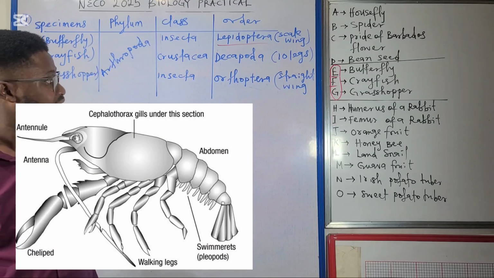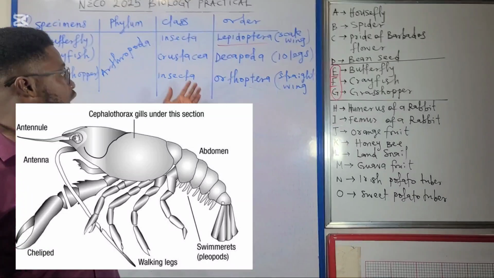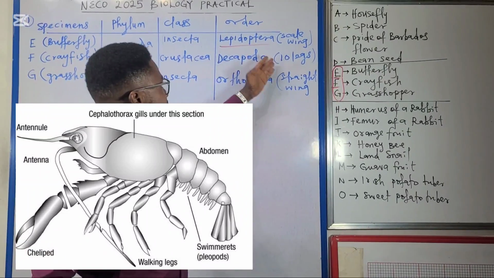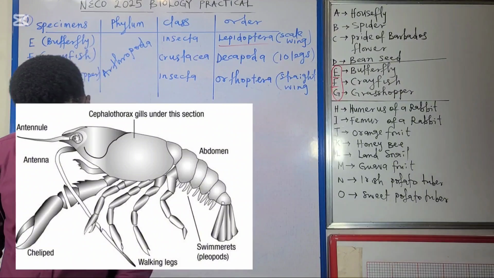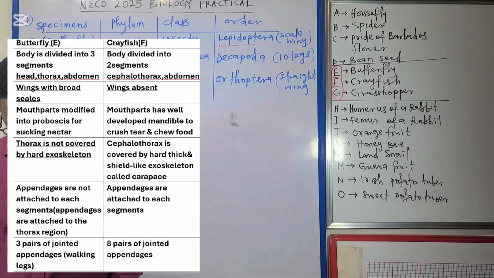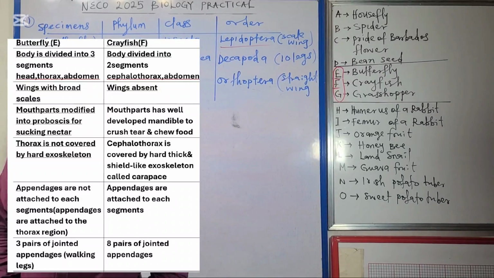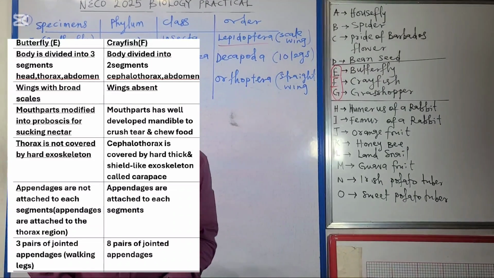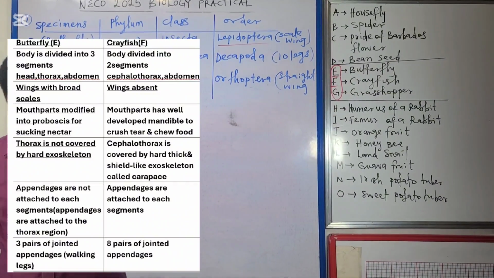If we add the claw-like mandibles, that makes it 10. That's why we call it Decapoda. That's the order, Decapoda, 10 like so. The crayfish has 8 pairs of jointed appendages, and that just about ends the observable differences in the external features of specimen E and specimen F.